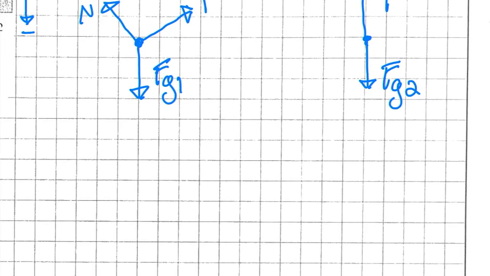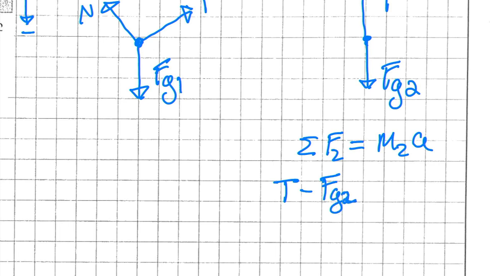Here we're going to get sigma F2 equals M2A. Tension was in the positive direction. Gravity was in the negative direction. And we'll get T minus M2G equals M2A.